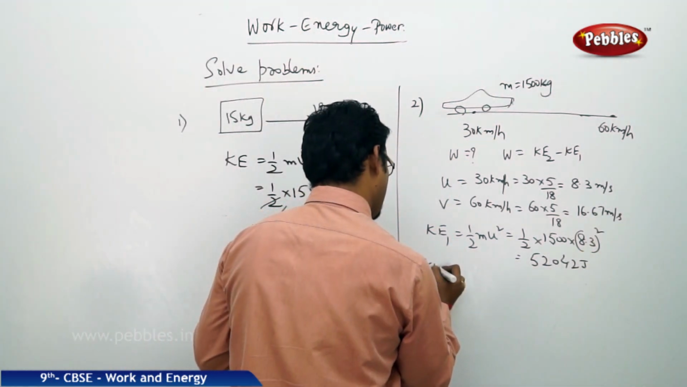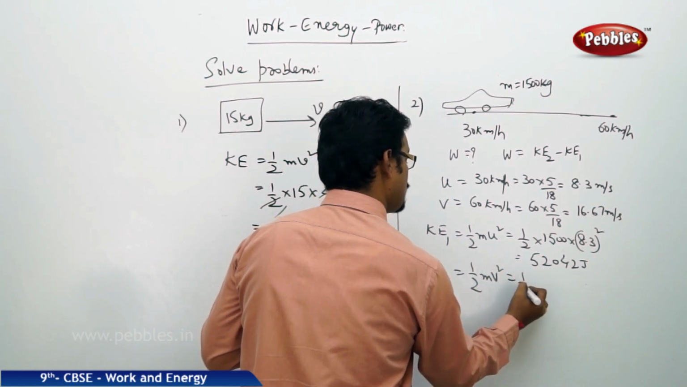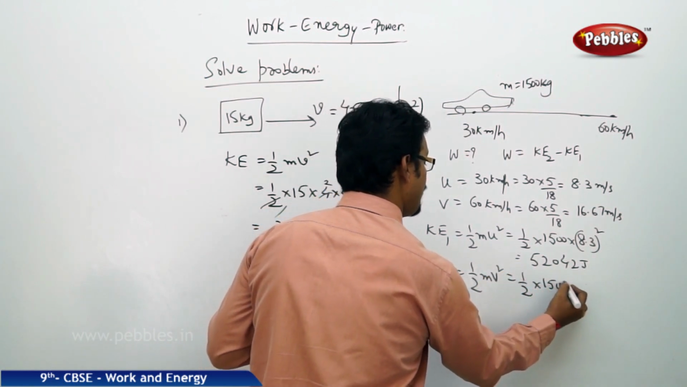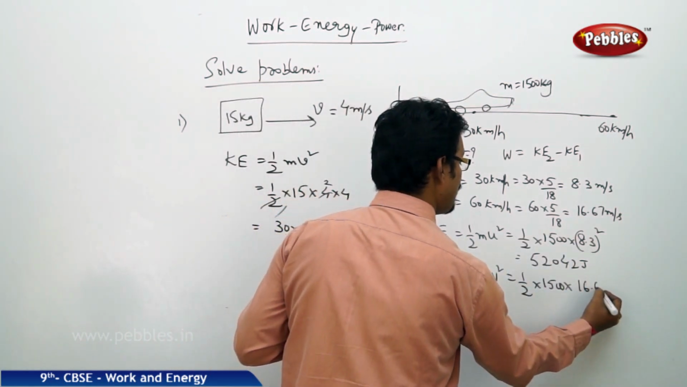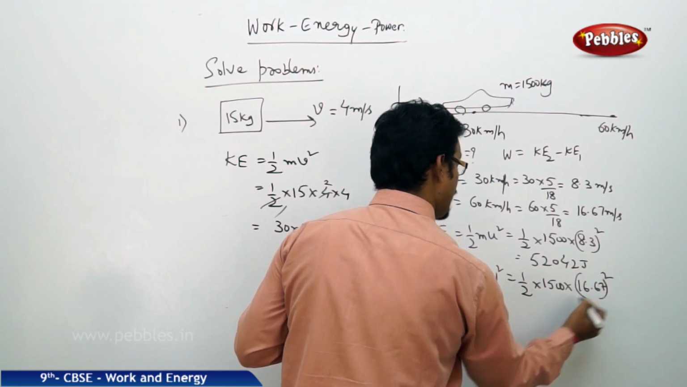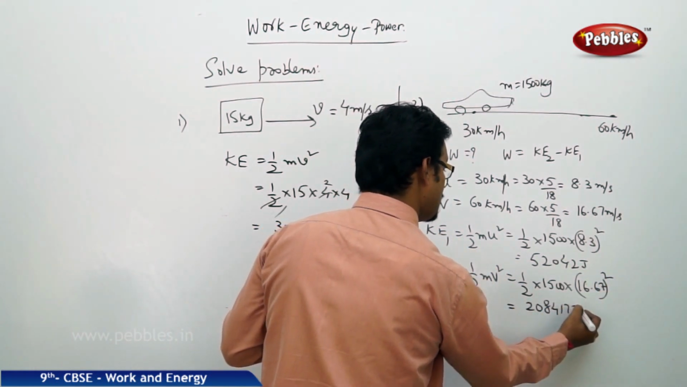Now, final velocity, kinetic energy, half m v square, which is 1 by 2 into 1500 into final velocity square, which is 16.67 whole square, and this value you will get 208417 joules.